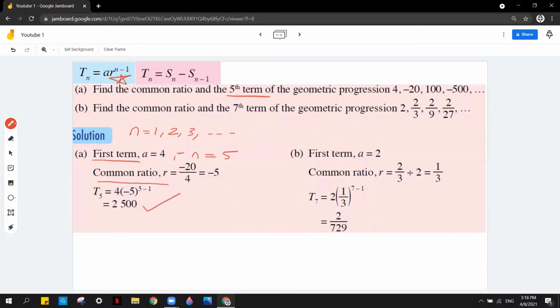Same goes for part B. If you notice the same thing, they want the 7th term. So n is equal to 7, you calculate it and you get the answer. It's as simple as that. You may wonder why this equation is not being discussed. This is a very rare equation. So if you have any questions that you want to ask about this formula, please do so. I would love to discuss them with you.